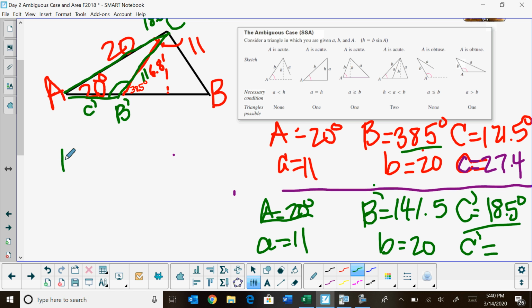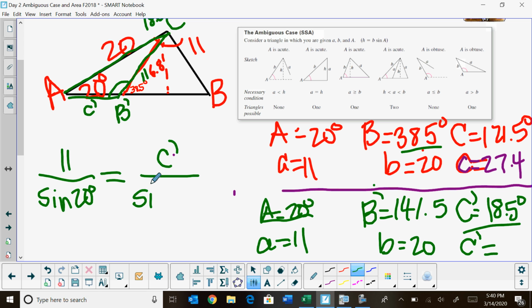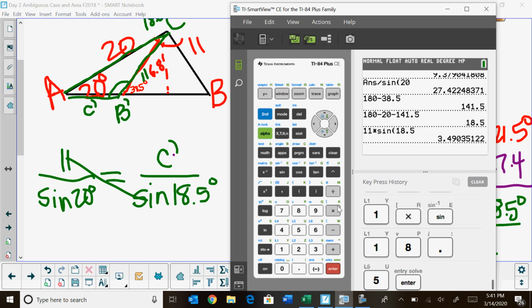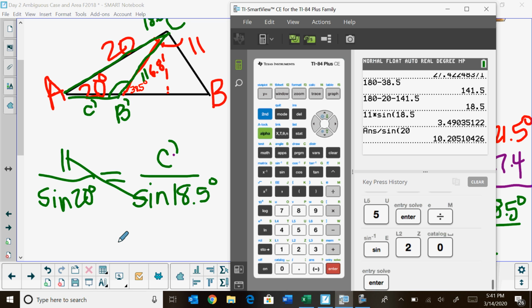So let's use our ratio we were given. 11 is to sine 20. So we're using a and angle A. c we don't know. I'll call that c prime. And sine of 18.5 degrees. So cross products, let's think, 11 times sine of 18.5 divided by the sine of 20, and that will give us c prime, 10.2.